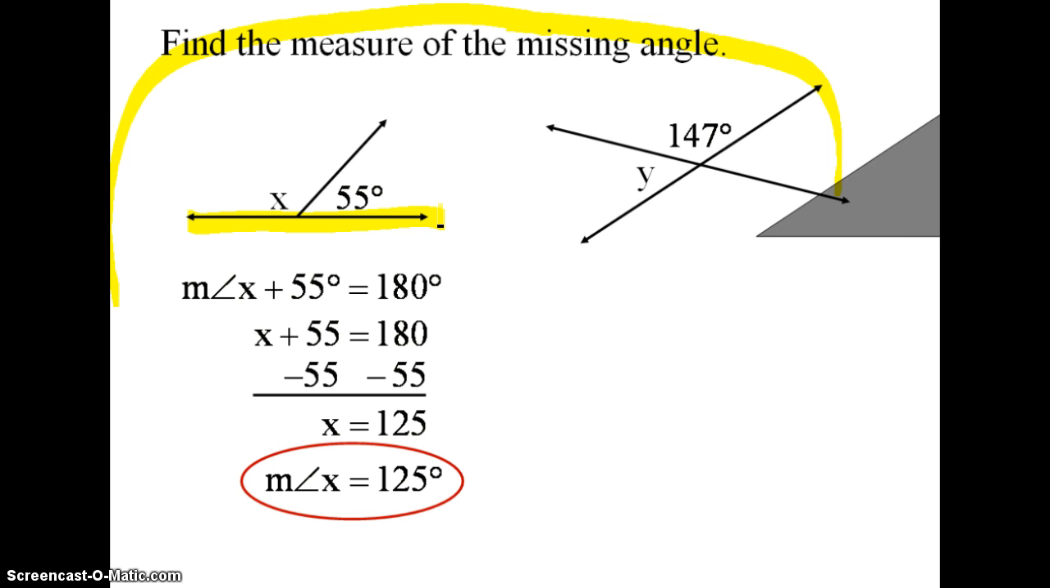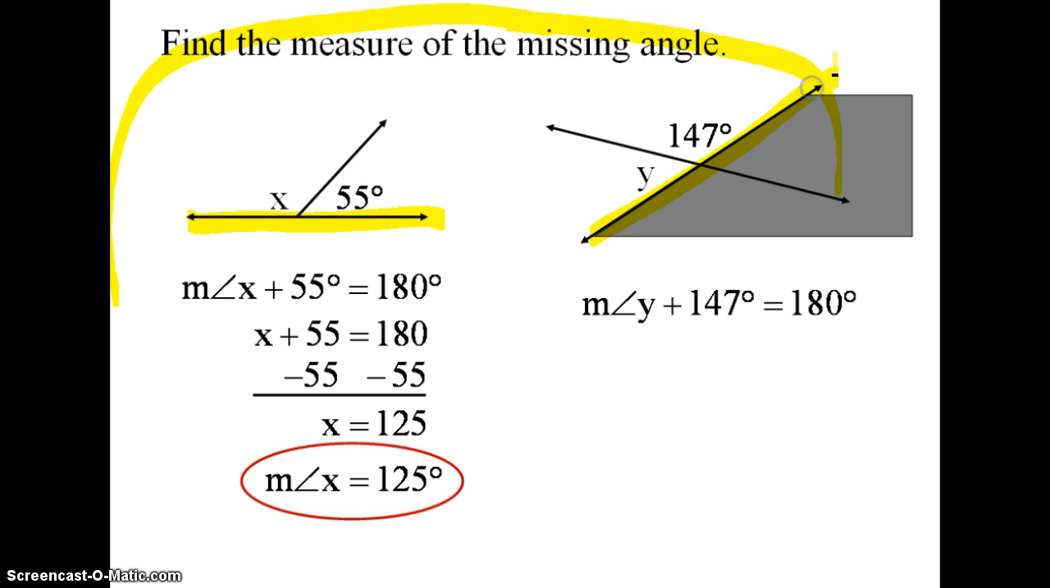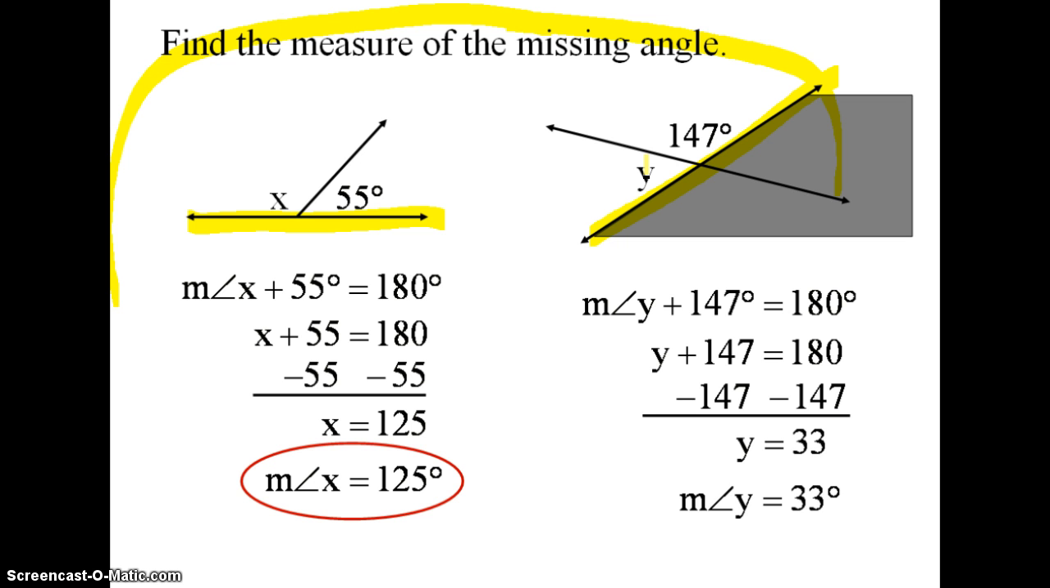And for the second problem, we can definitely see that straight angle again right there. So the measurement of angle Y with 147 degrees is 180. And if I simply subtract them, then I will get the measurement of angle Y, which is 33 degrees.